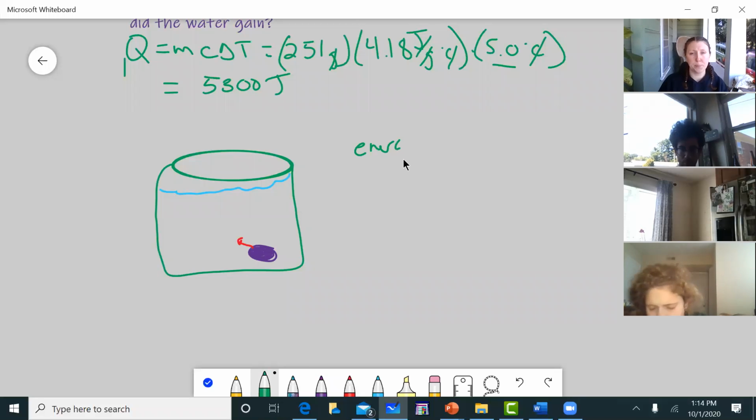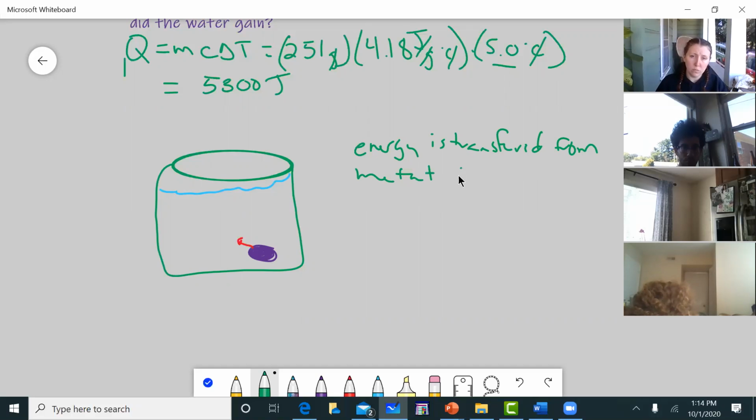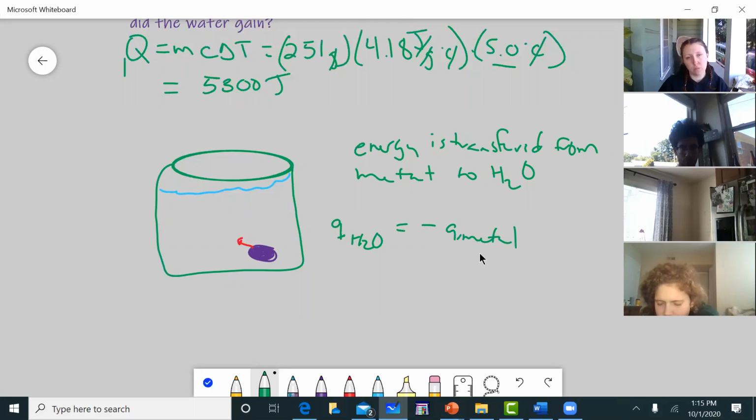So we can say here that energy is transferred from the metal to the water, all right? Or the Q of the H2O, the heat of the water, is going to be equal to the negative Q of the metal. So if I know how much energy the water absorbed, I know how much energy the metal lost. It'll just be the opposite value.